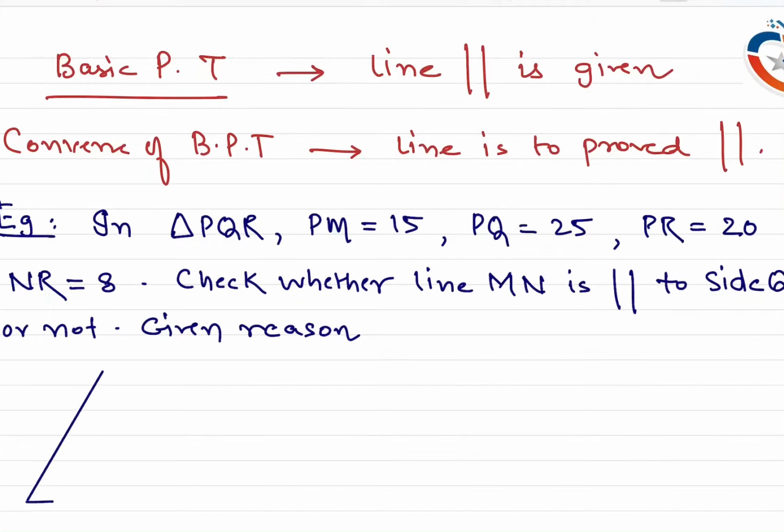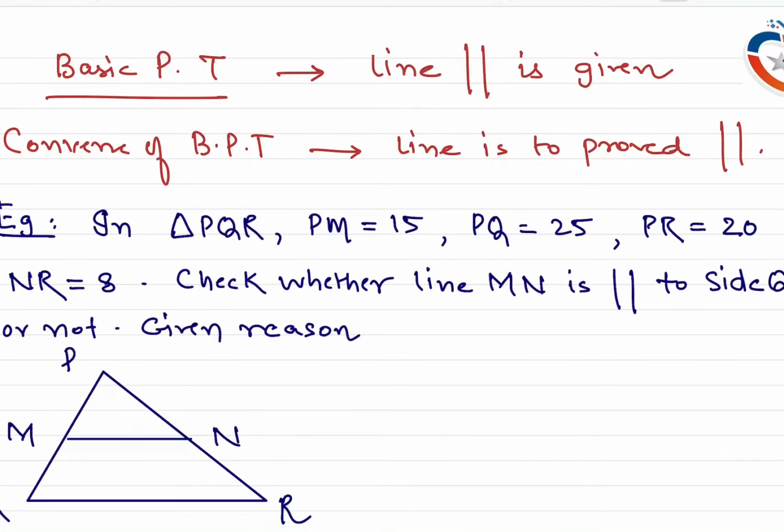You have a triangle, and this is one side MN. The name of the triangle is PQR, and you have MN. They have given PM as 15, and the whole PQ is 25. So how do we solve this?